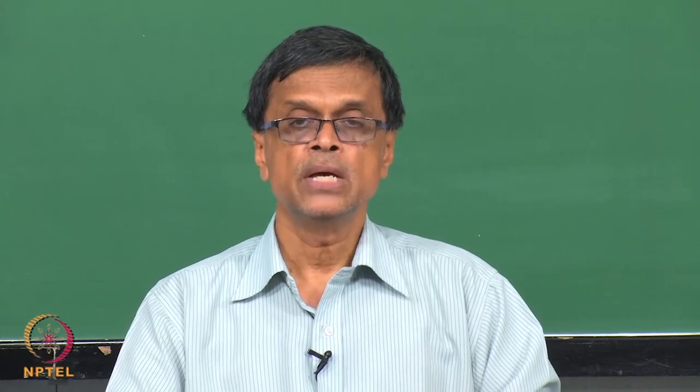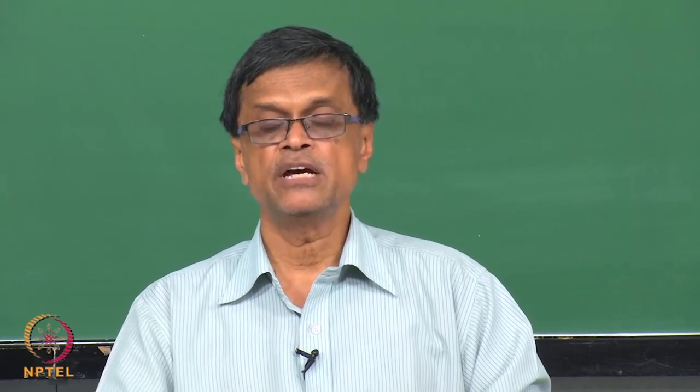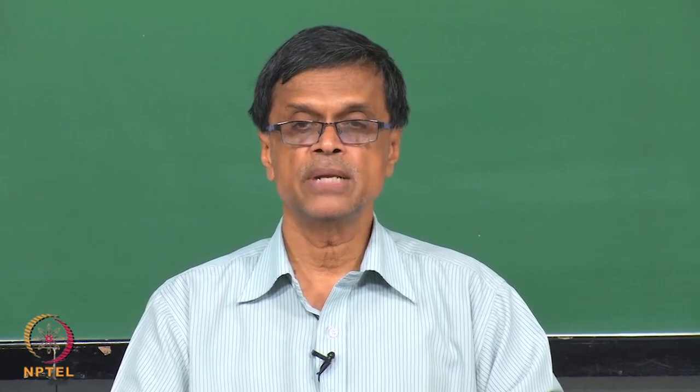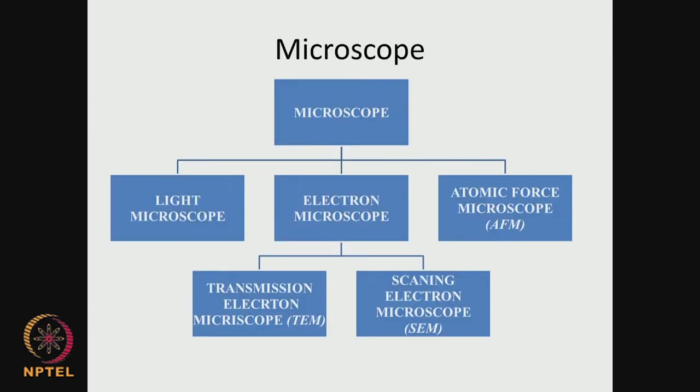If you have a hydrophobic surface, generally try to modify the surface to be hydrophilic. You may add functional groups like OH or NH and so on, so that the material is made more hydrophilic. So the goniometer is a very powerful tool to measure the contact angle a water droplet makes on the surface of a biomaterial.